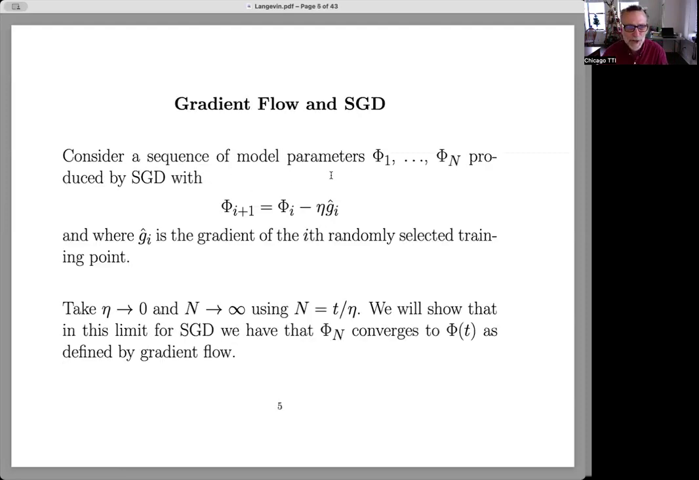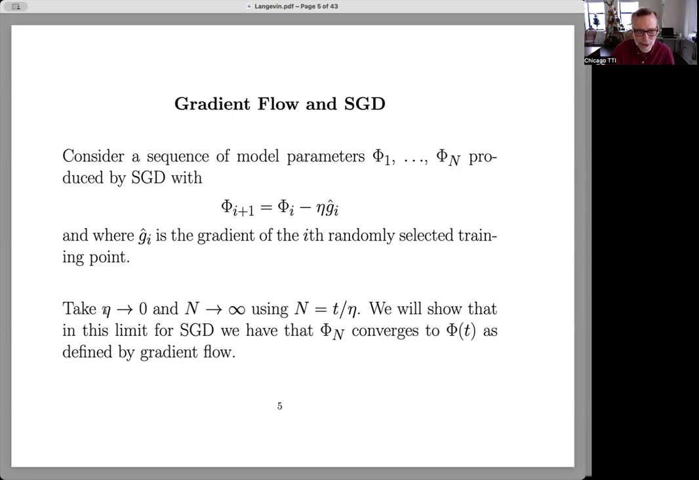So to prove this, I'm going to consider a sequence of model parameters defined by this equation. So this is the standard SGD equation. I'm considering the sequence of model parameters computed by SGD. And this is the estimate, this is not the true gradient. This is SGD. I'm going to use the same eta at each point in time.